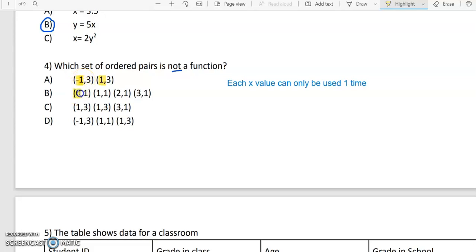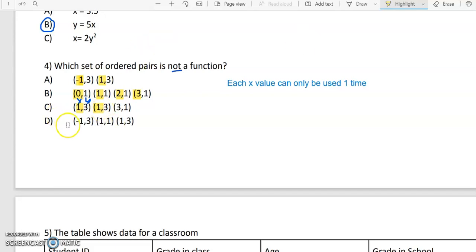For B, I have 0, 1, 2, and 3. So I know that my x value, remember this is the x and this is the y, I know that my x value is, again, just used one time, so B definitely represents a function. For C, I have the x value 1, and then I have the x value 1 again, but this is the same ordered pair, 1, 3. So actually, C still represents a function.